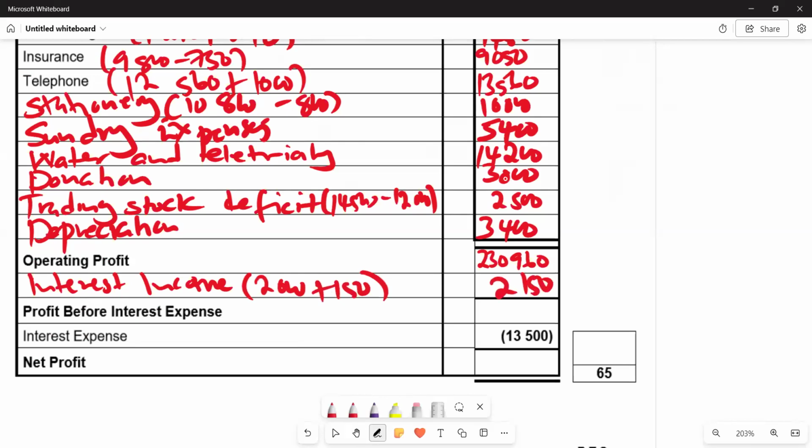And then profit before interest expense. Now, if you add the two, the total that you're supposed to get there is 233,110. And interest expense is already calculated, 13,500. So you're going to say 233,110 minus 13,500, and you are going to get 219,610. And our question is worth 65 marks, very important.